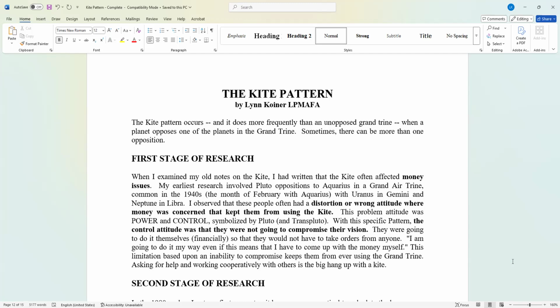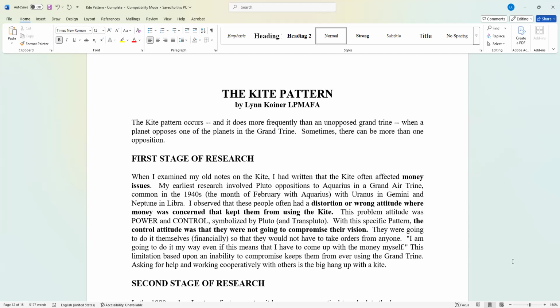So a kite always indicates there's an opposition to one of the planets in your grand trine. Now, I've got a lot of notes here, and those who get this recording will see all of these notes. I don't send them out, but you'll have everything right on your screen. Now, I'll talk about when I first started to research the kite. This was many, many years ago.